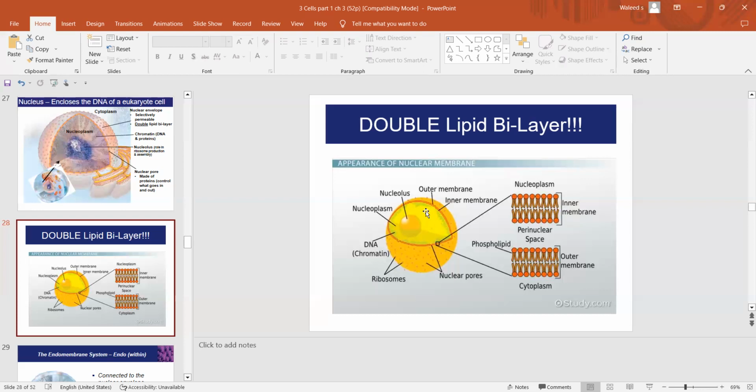What do we have here? DNA. Is it just randomly scattered? No, it is not. It is combined with proteins. We call it chromatin. Look at these ribosomes scattered on the surface. Look at the pores and so on.